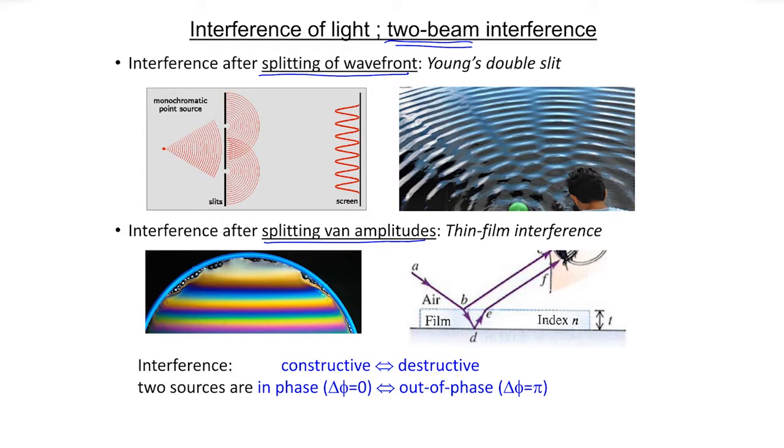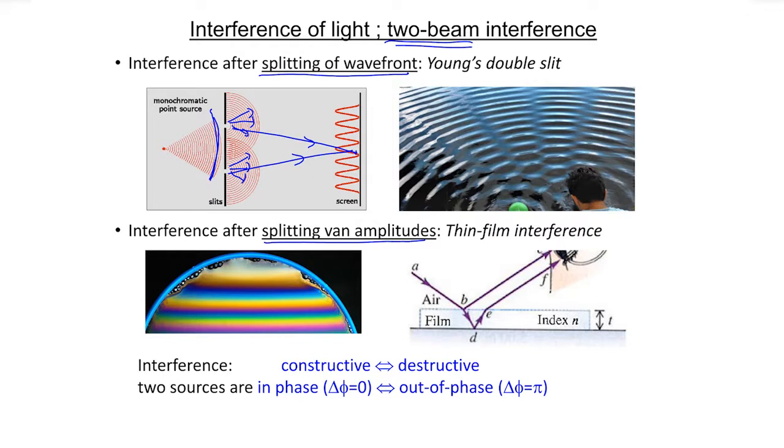Let me explain. Splitting the wavefront, you get, for instance, in this picture, where by using two small apertures, you split the incident wavefront in two optical sources, and these two optical sources interfere when they combine on a screen.